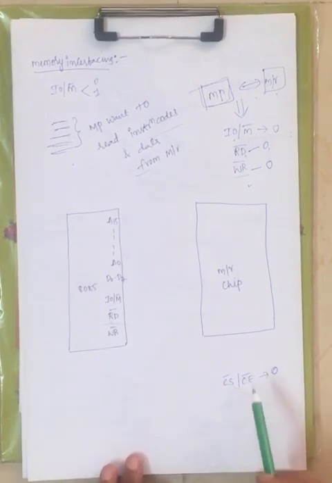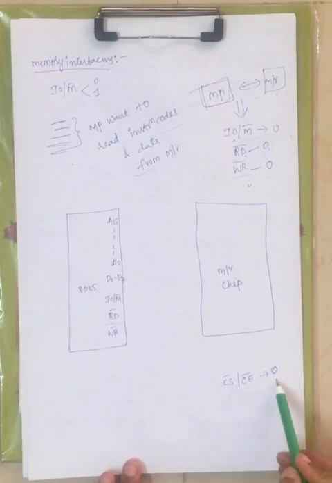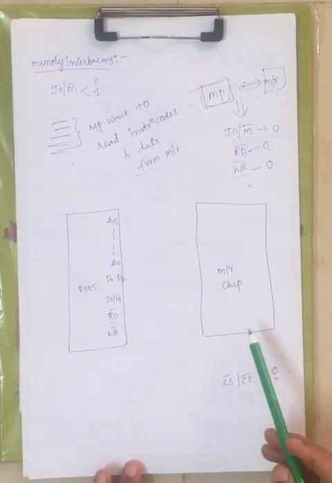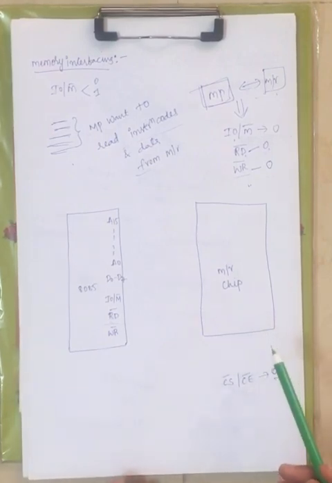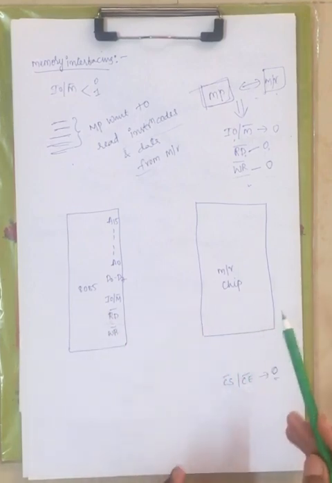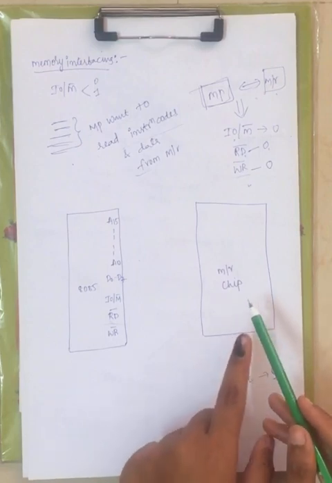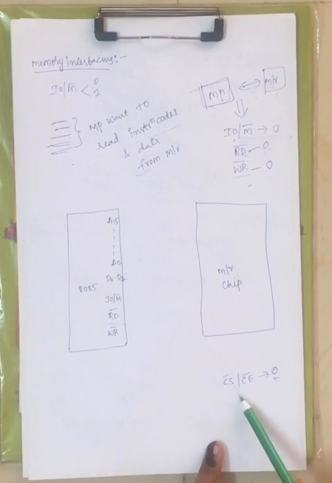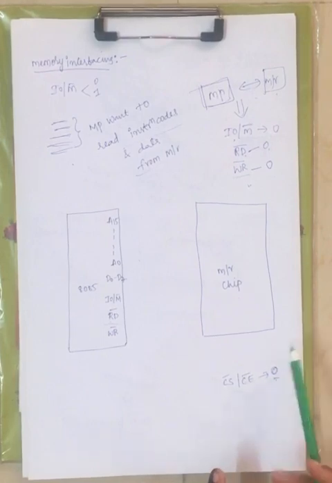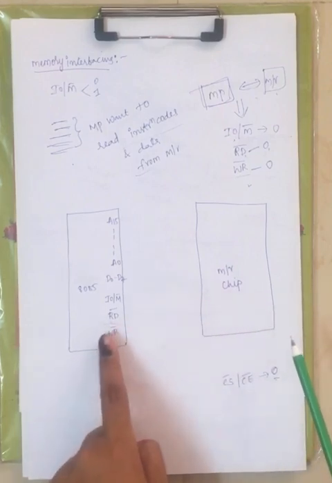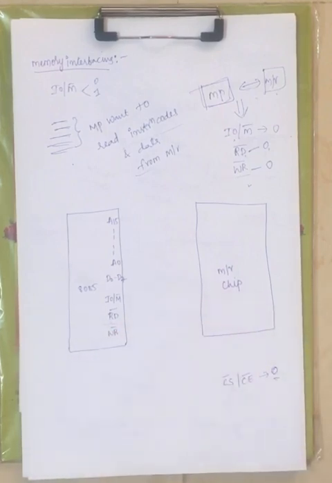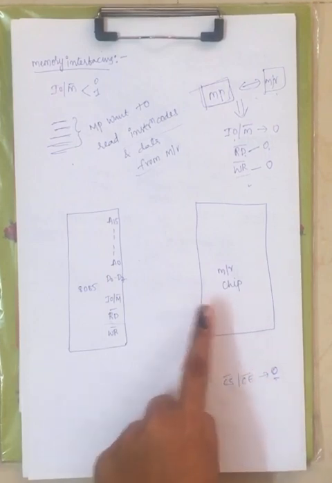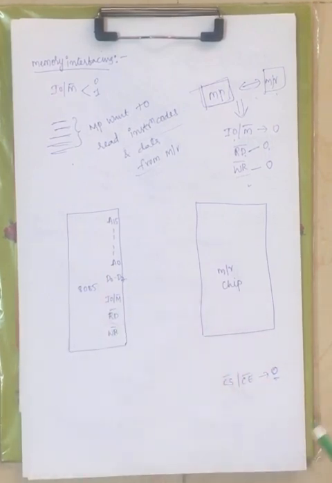When it is active low, nothing but 0, this indicates the memory chip is ready for communication with the microprocessor. In order to communicate, first this chip has to be selected, and that is done by CS bar. When CS bar is 0, the memory chip is ready for communication with the microprocessor.